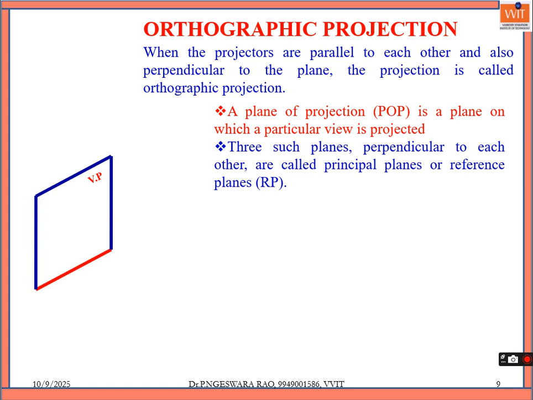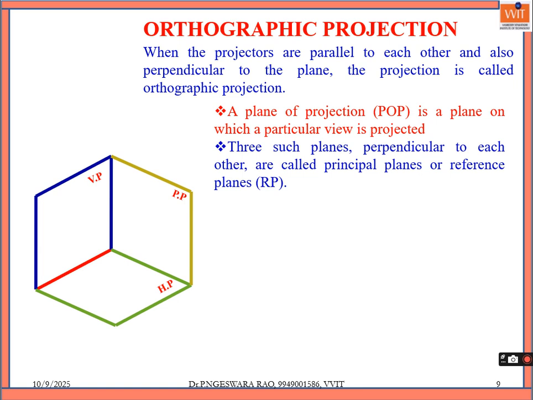Let us consider the first one. This is the first reference plane, the vertical plane. Because it is vertical, it is called a vertical plane. Now consider the floor, what we call the horizontal plane: vertical plane and horizontal plane. Now there is another reference plane which is perpendicular to VP and HP, what we call the profile plane.